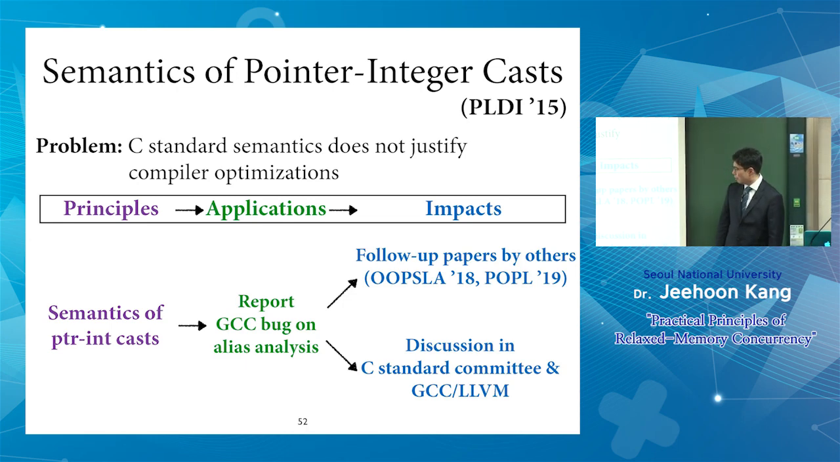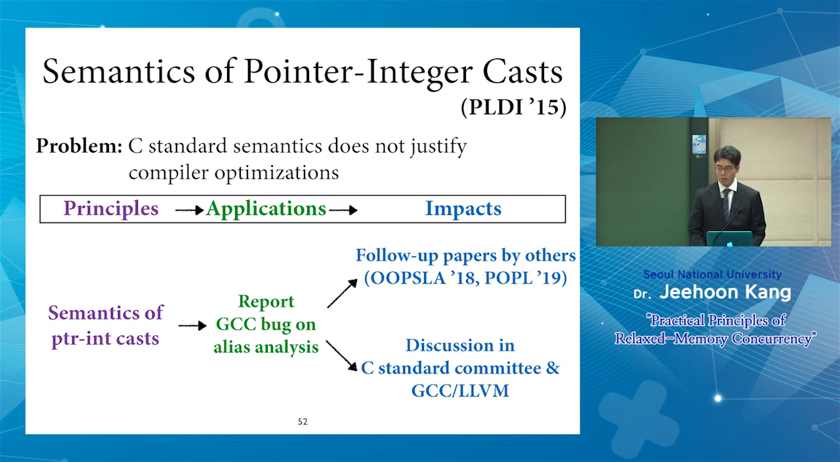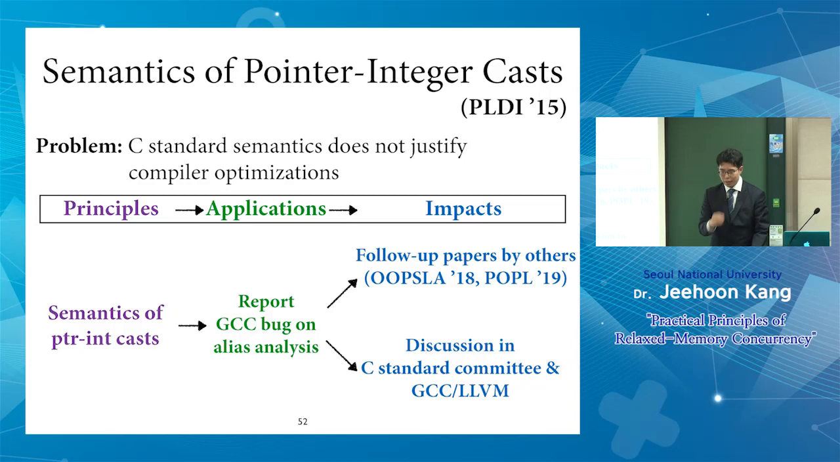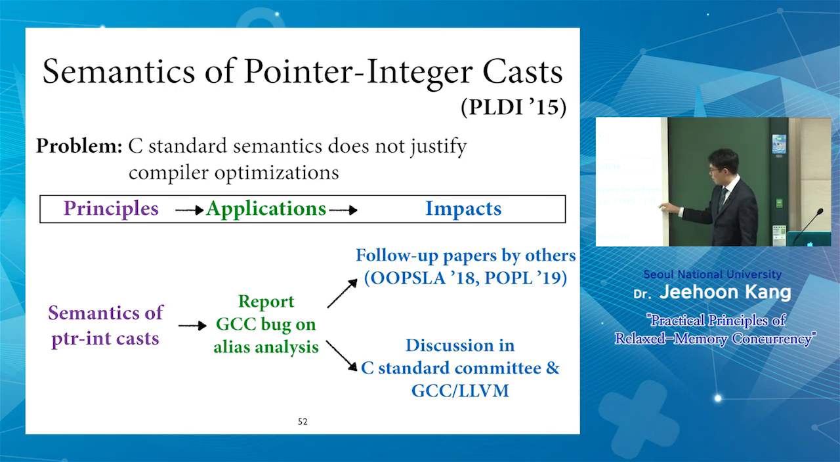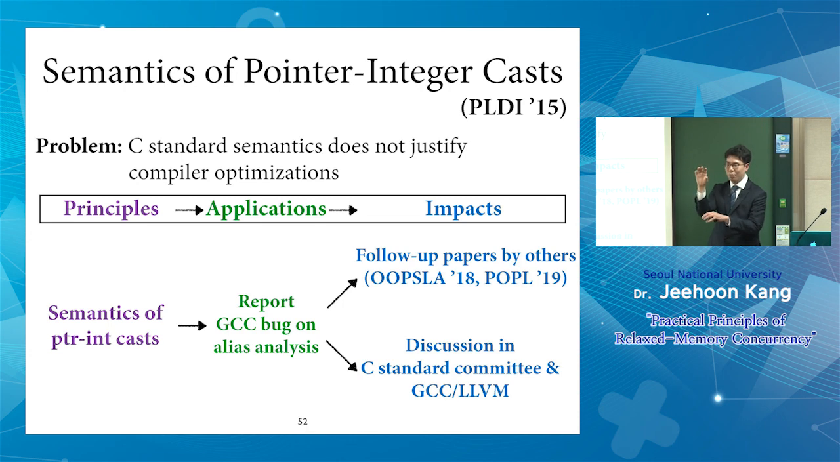Our idea is also discussed heavily in the C standard committee and the LLVM and GCC developer communities. Can you say one sentence about that POPL 19 paper? Yes, the existing C standard model is called the provenance model, and our model is called the hybrid model. This paper is basically saying that we can use the provenance model for C, and we can use the hybrid model for the IR for the compilers. So this is a hybrid approach.